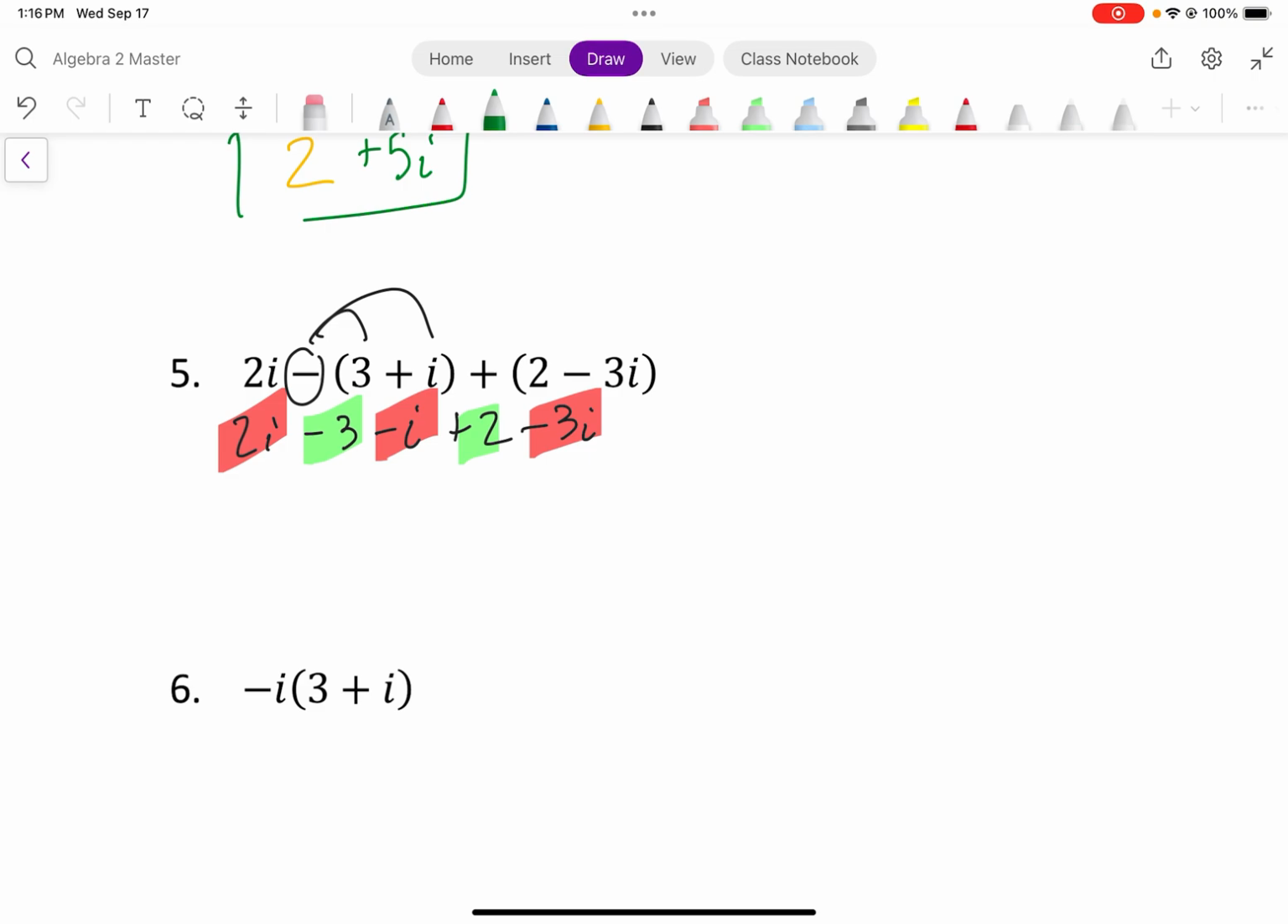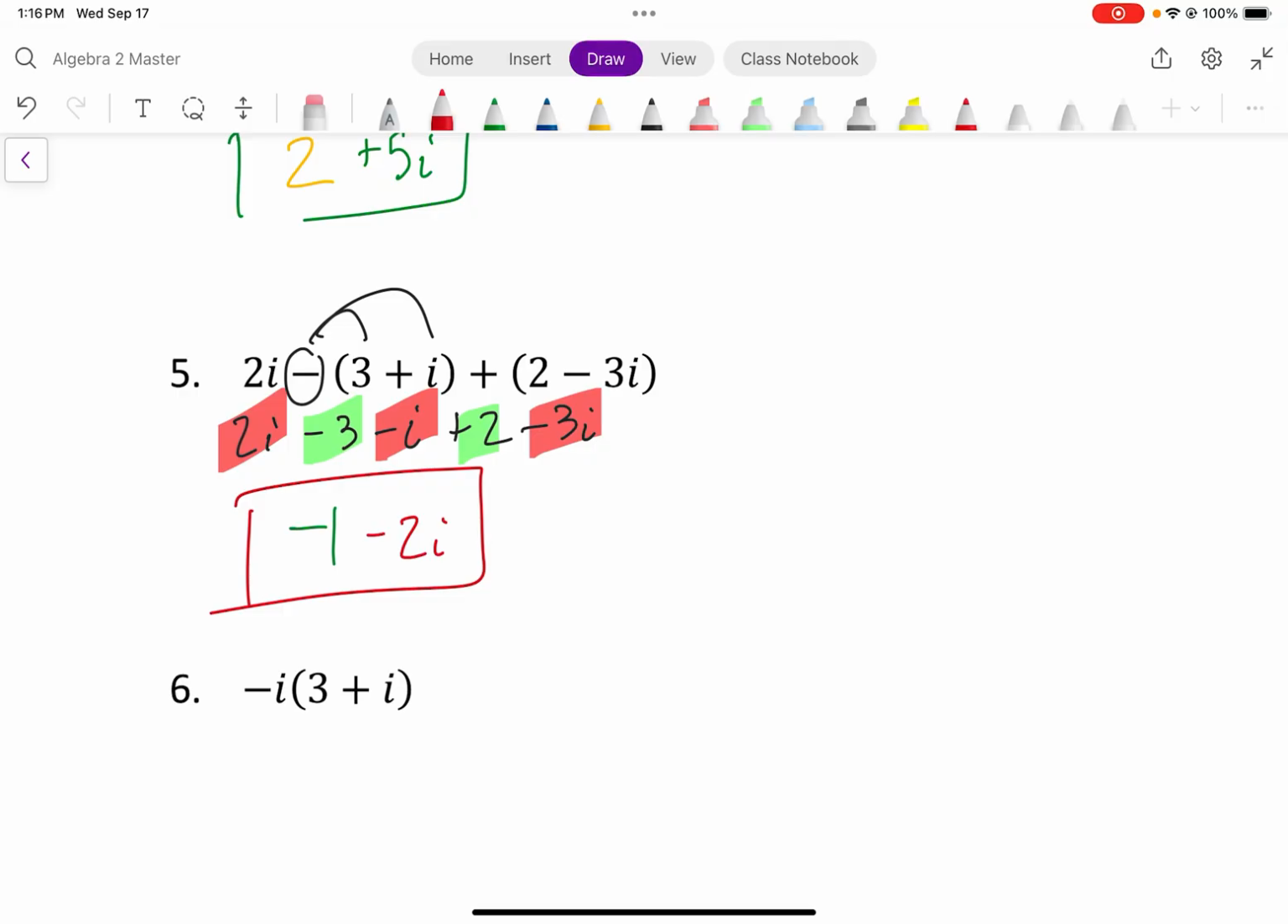In standard form, I always do the constant piece first, the real part first. So -3 plus 2 is -1. And then I end with the i's. So 2i minus i is 1i, minus 3 more i's is minus 2i. This would be standard form.